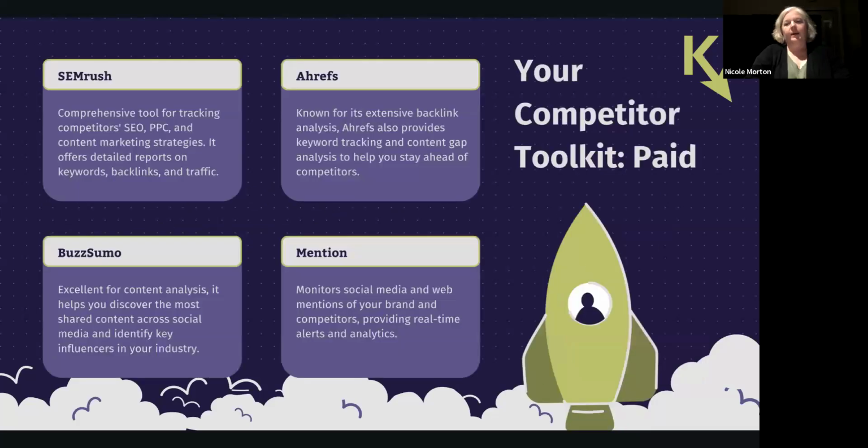Okay. So getting started with a sample competitor toolkit. This is software that has a paid component, and we will also have some free tools on the next slide. Again, things that we use in our business every day. We're very, very fond of SEMrush. I promise this is not a paid advertisement, but SEMrush gives you tools for tracking competitors' SEO. If you're doing any paid advertising and content marketing strategies, it will also give you detailed reports on their keywords, backlinks, and again, the quantity and quality of their traffic.